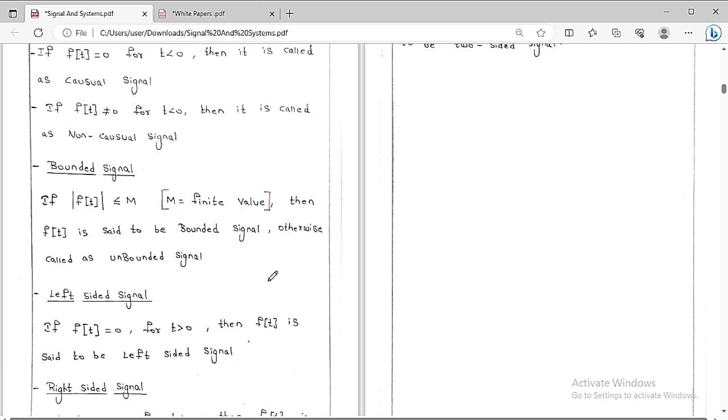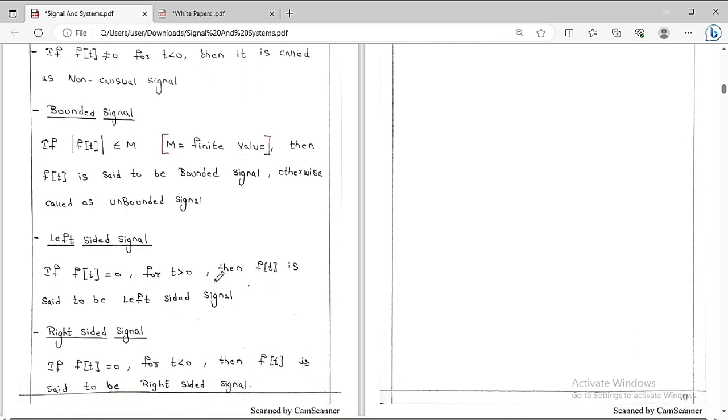So finally, what is the meaning of a bounded signal? The signal is going to lie only between a certain range of amplitude, then only we can get a bounded signal, otherwise it becomes an unbounded signal. The next concept is the left-sided signal. Left-sided signal means if f of t is equal to 0 for t greater than 0, then f of t is said to be a left-sided signal.